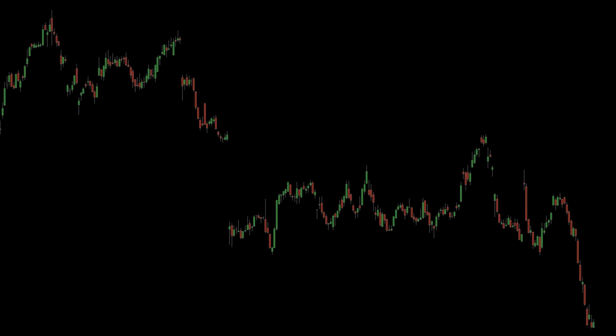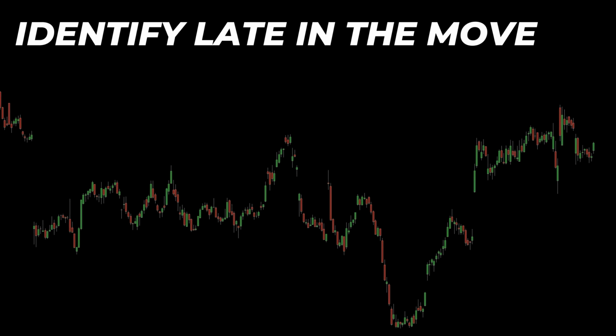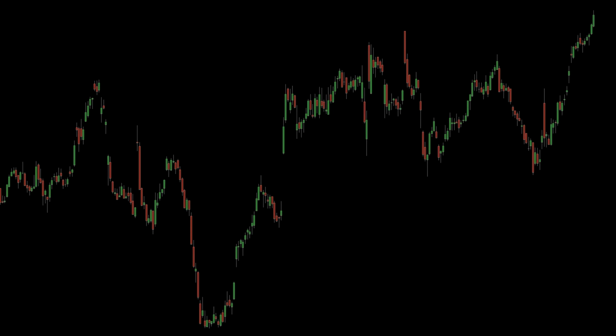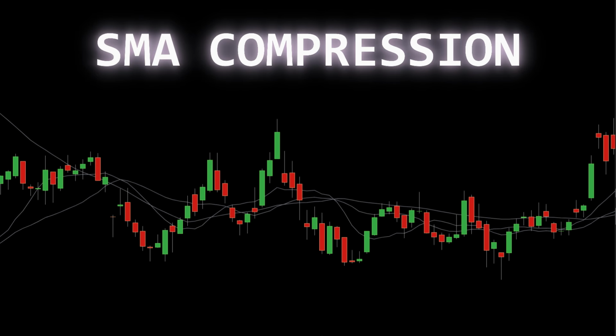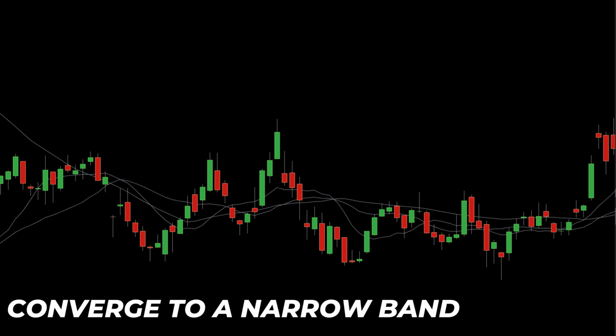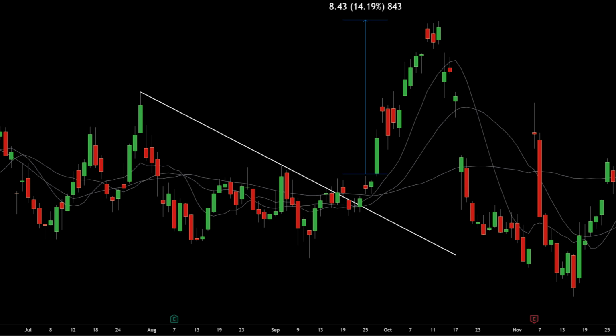A lot of traders are going to identify their trading opportunity only after a big move has finished. But there is a subtle sign that often comes before these major volatility shifts, and we call it an SMA compression. This occurs when 3, 4, or even 5 moving averages converge into relatively a single narrow band. That's going to indicate a state of equilibrium. And when this equilibrium breaks, the subsequent price action is typically decisive and swift.